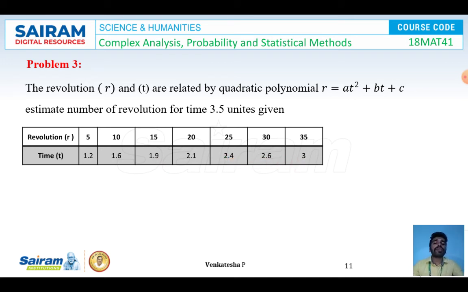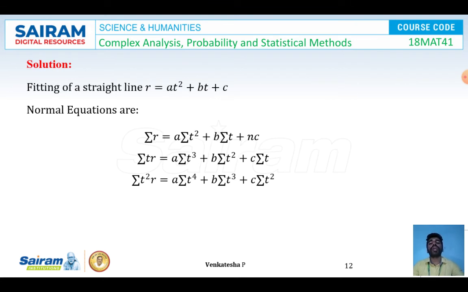So now the first thing is we have to make a normal equation for the curve r is equal to at square plus bt plus c. So applying summation, I got summation r is equal to a summation t square plus b summation t plus nc, and summation tr is equal to a summation t cube plus b summation t square plus c summation t. Summation t square r is equal to a summation t power 4 plus b summation t cube plus c summation t square. So now I am going to calculate the value of summation r, summation t square, summation t cube, summation t power 4, summation t, summation tr and summation t square r using tabular column.